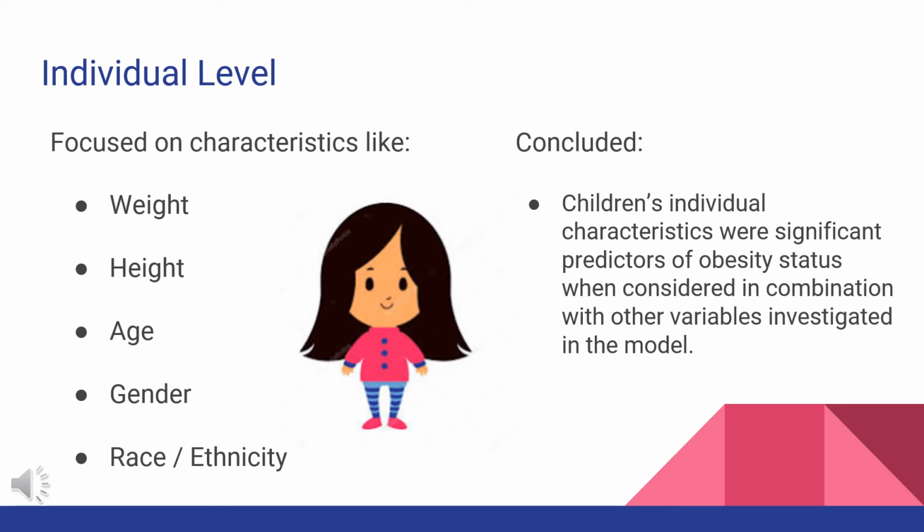As we previously mentioned, the social ecological model focuses on the individual at the smallest level. Ori Vachespati and associates considered the selected children's weight and personal characteristics at this level. These characteristics include things like race, age, and gender, which are often associated with a child's weight in research. Children's individual characteristics were considered to be significant predictors of obesity status when considered in combination with other variables investigated in this model.